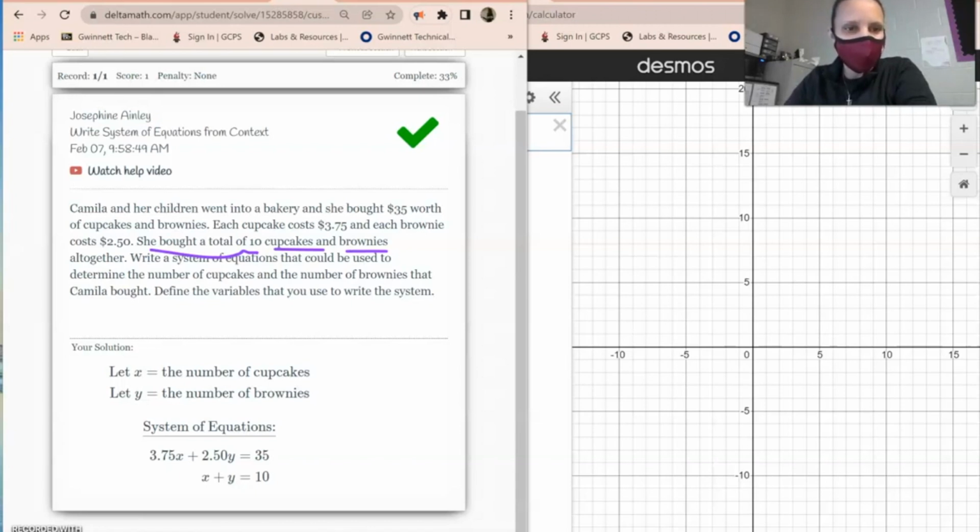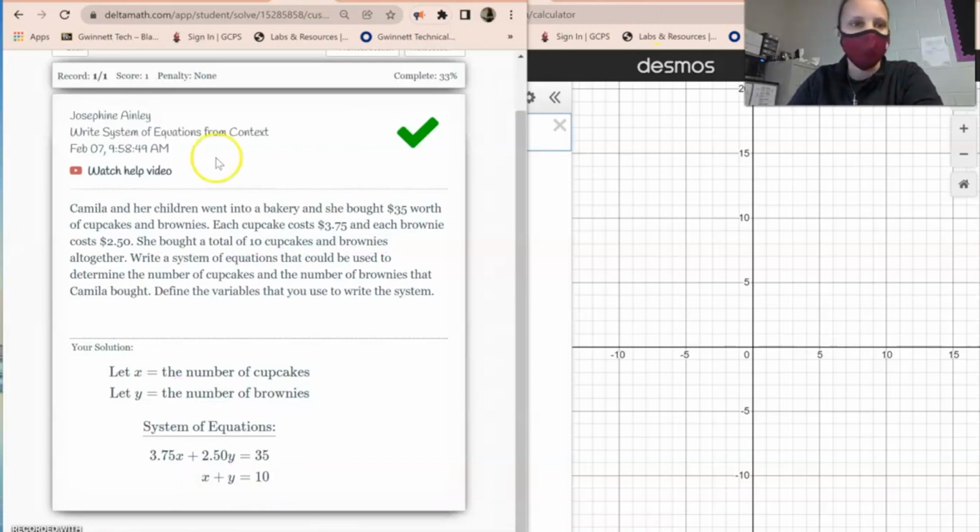If it's the total of cupcakes and brownies, it's not going to be the price of a brownie. It's not going to be the price of a cupcake. It's going to be the total number. So it's the number of cupcakes and the number of brownies. So just go to this equation, the one that looks like this, and ask yourself, what does this 10 represent? And then decide what x and y is.